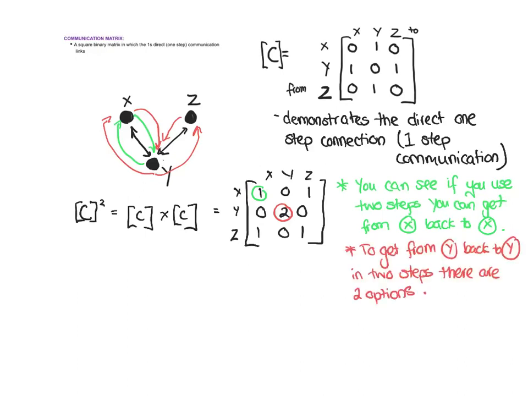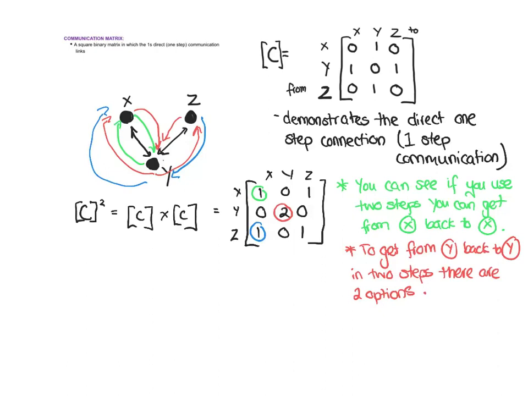Okay, so just to demonstrate another value, if I said here between Z and X, there is one two-step option. So to get to Z from X, we could go only from Y to X, and there's that one option of two steps.